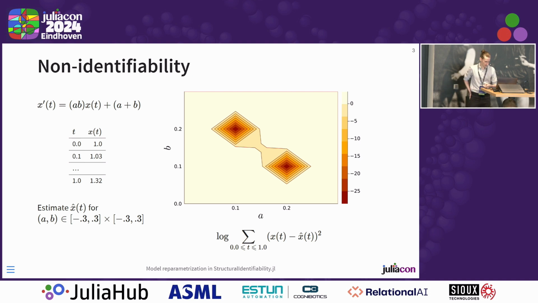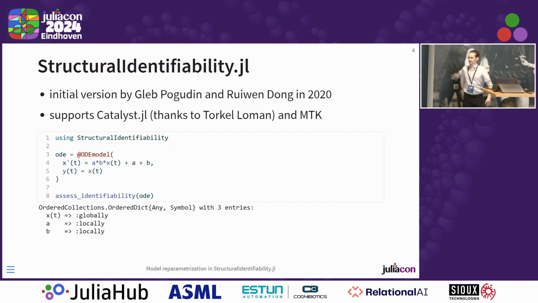Okay, so now to the package StructuralIdentifiability itself. The package was developed by Gleb Pogudin and Ruben Dong several years ago. Later it was enhanced multiple times by Ilya Ilmer and other contributors. The package supports ModelingToolkit, and supports formulations of problems with Catalyst, thanks to Torkel.